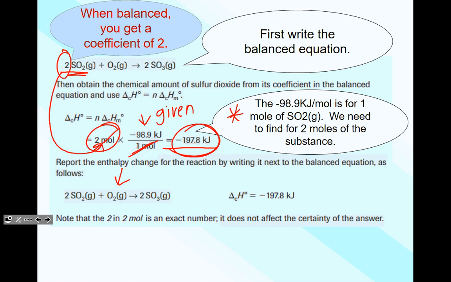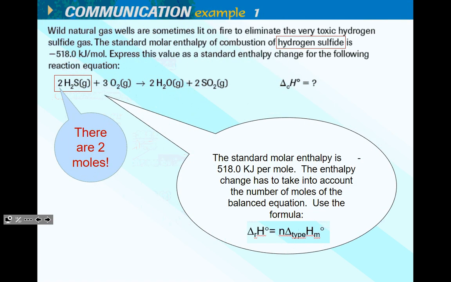So to make it perfect, we report as follows: 2 SO2 gas plus 1 O2 oxygen gas yields 2 moles of sulfur trioxide, and we have to just make sure that we have the appropriate delta H. Okay? So no big deal, not a big deal.